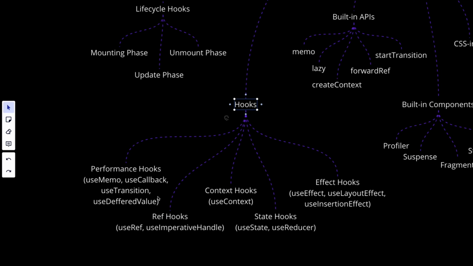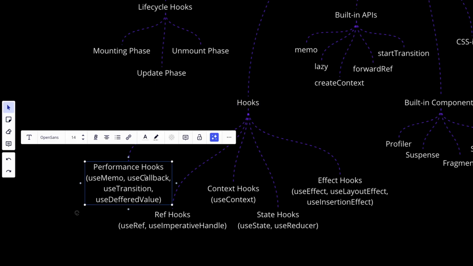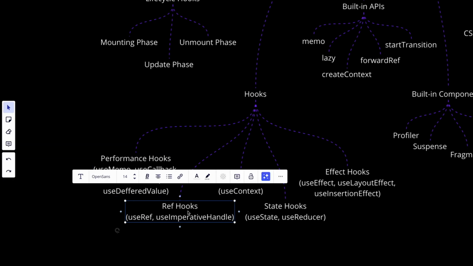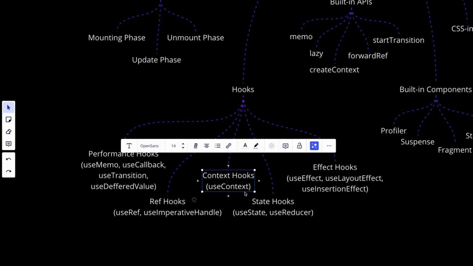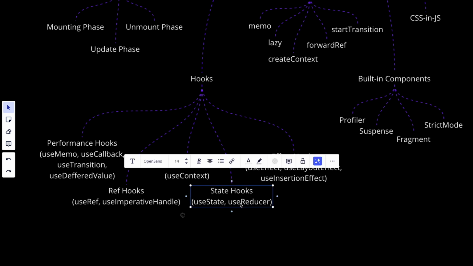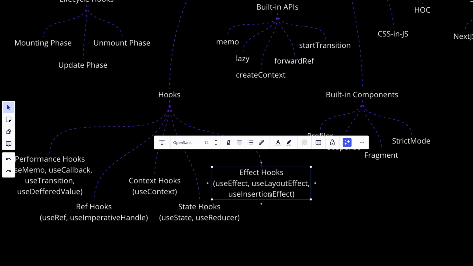For example, performance hooks like useMemo and useCallback help in optimizing your components to prevent unnecessary renders. We have the ref hooks, for example, useRef for referencing elements and useImperativeHandle to expose imperative methods to parent components. We have context hooks such as useContext, which simplifies the way we handle state across multiple components. We have some state hooks like useState or useReducer for helping us with state management.